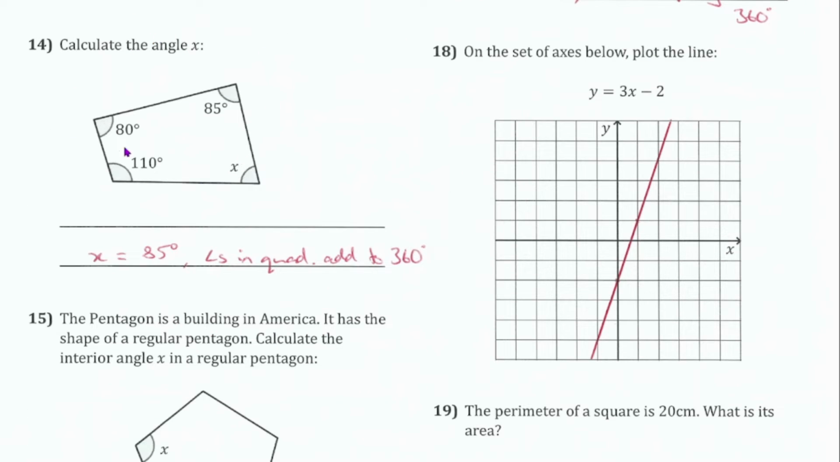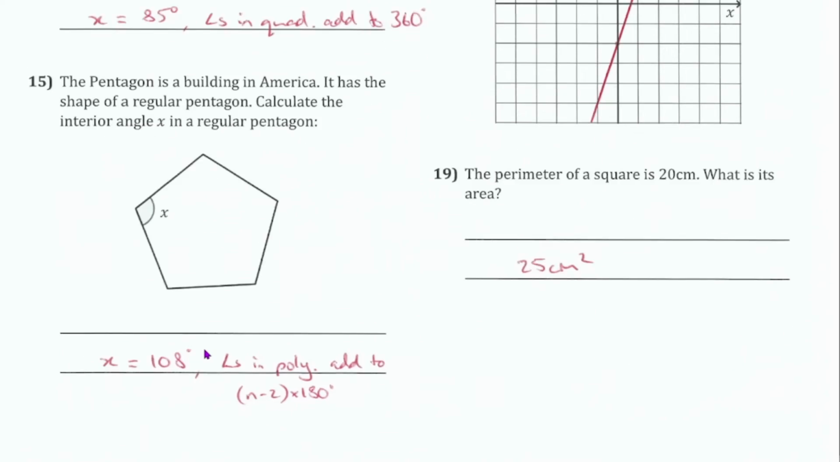For this one here, we remember the angles inside a 4-sided shape should add up to 360 degrees. These 4-sided shapes are sometimes called quadrilaterals. So 110 plus 80 plus 85 all added up is going to be 275, taken off 360. So we know that this bit must be 85 degrees.